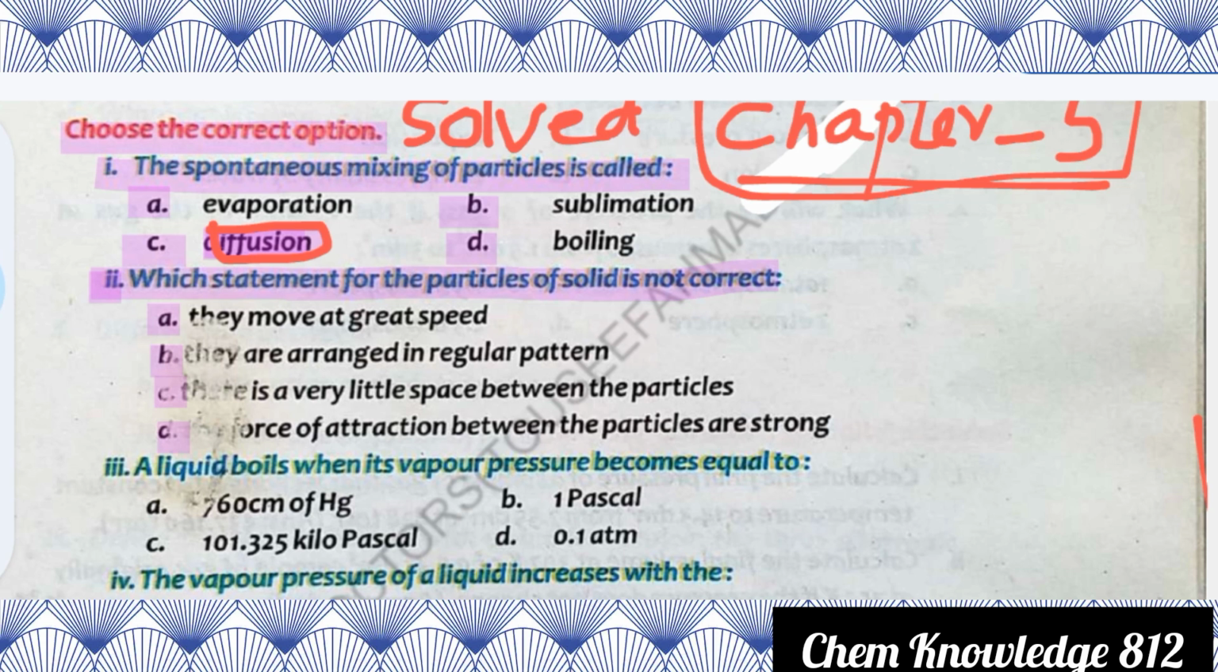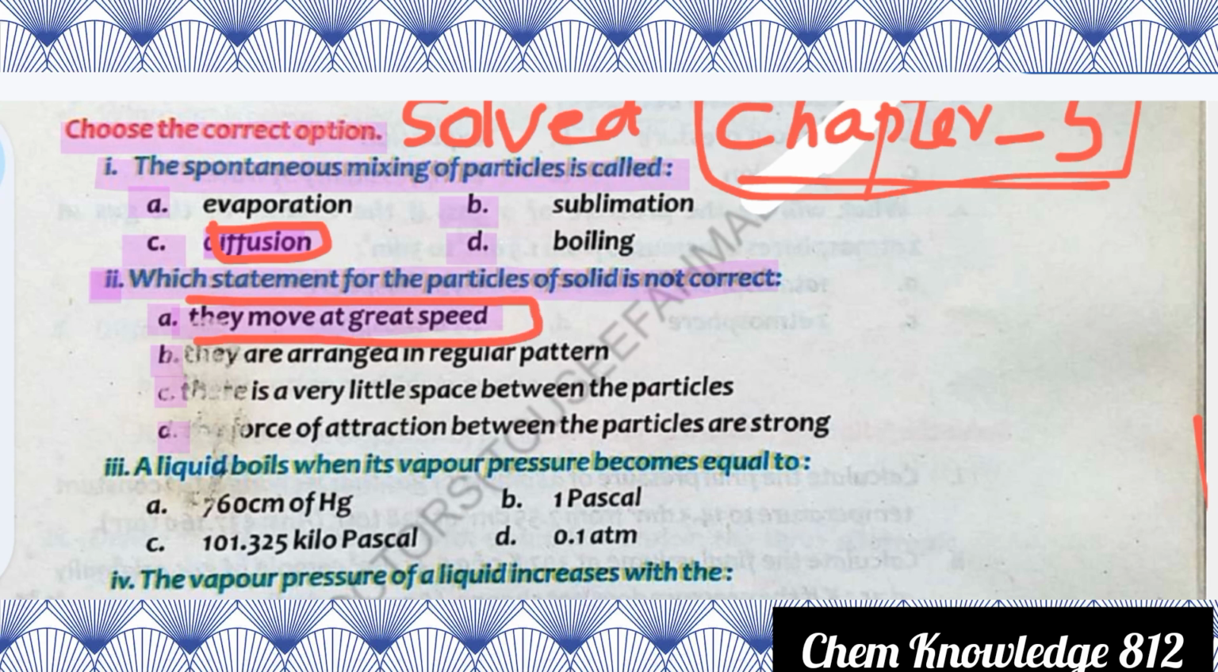So the first A number, we say that they move at great speed. So we know that in solid, the particles don't move at a great speed. We are asked which statement for the particle of solid is not correct. So this is not correct, and this is the answer to this question.